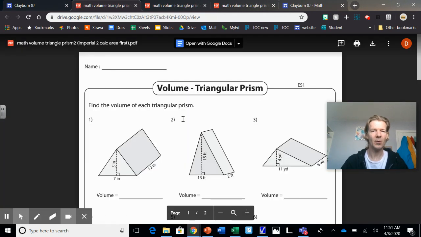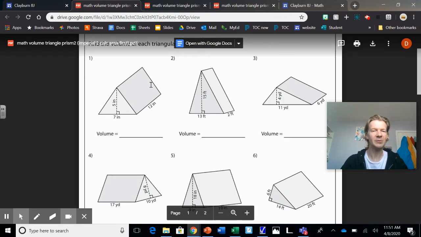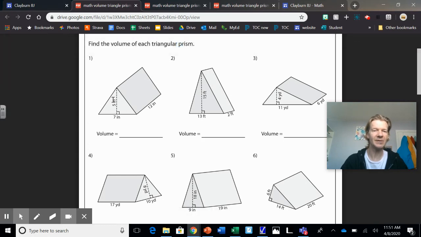Okay, so we are going to get the volume of these triangular prisms. We're going to get the area of this and then multiply by the length. So it's going to be 7 times 5 divided by 2, which is 17.5, and then times 12, and that'll give us the volume. Notice they're in inches and feet. I apologize for that. I couldn't find any good metric examples to pop online for you. So we're working in the imperial US system right now.